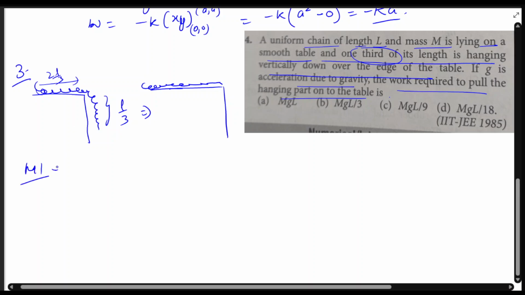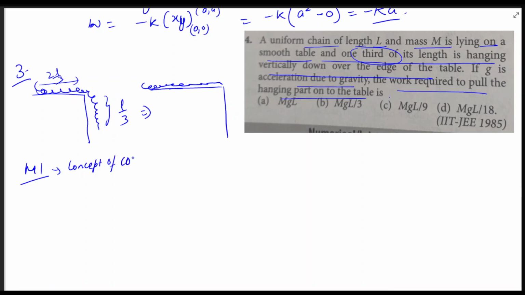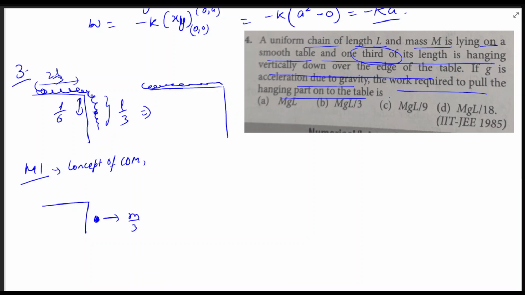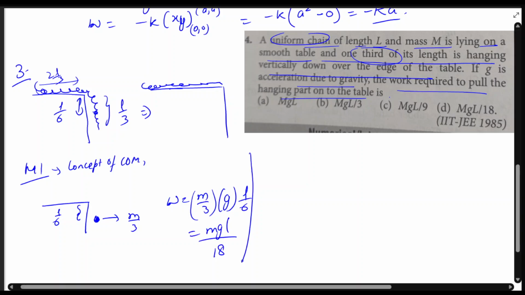Method one is using the concept of center of mass. We'll see the center of mass will be lying at a length L by 6, right? So we will just have a particle here whose mass will be m by 3, because the mass is uniformly distributed, a uniform chain is given. So this wire has a mass m by 3 and it is at a distance L by 6, right? So what will be the work done? Simply m will be m by 3, g, and h will be L by 6. So we'll get mgL by 18, right?